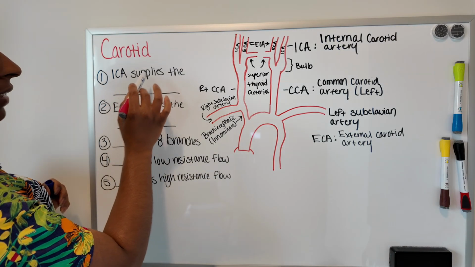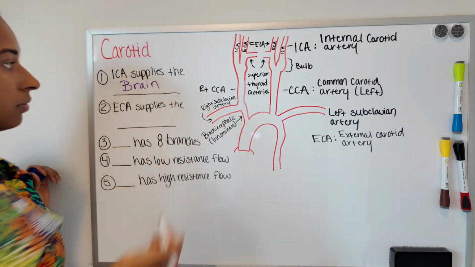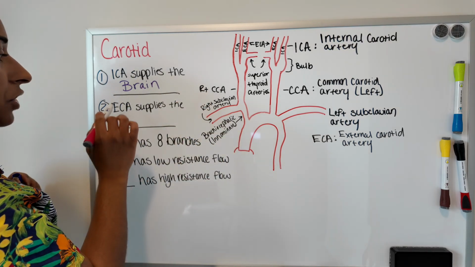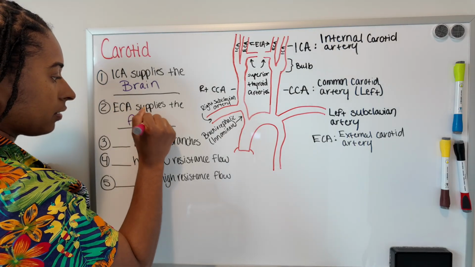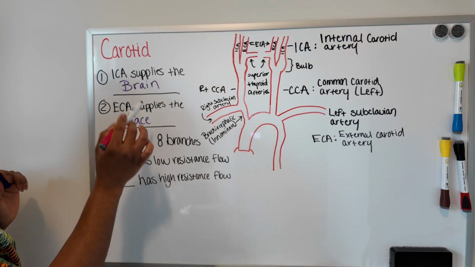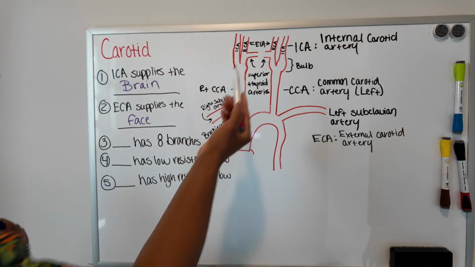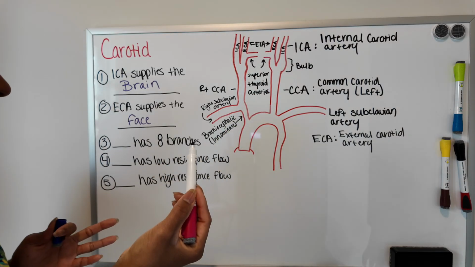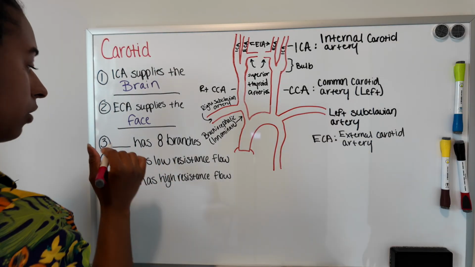So your ICA supplies the brain. Your internal carotid artery supplies the brain, whereas your external carotid artery supplies your face. Okay, which one has 8 branches? So we know that we already see a branch here, which is your superior thyroid artery. We know that there's no branches for the ICA in the neck. So one could guess that it's going to be ECA, and ECA is the correct answer.